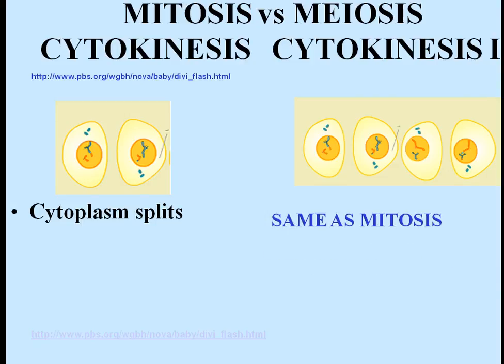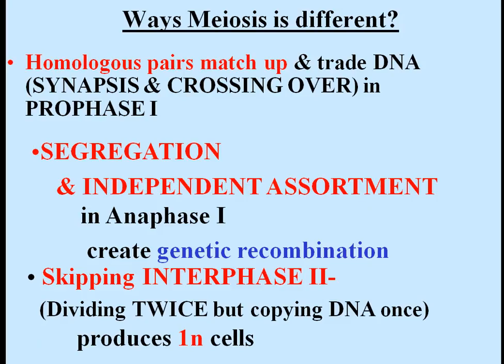Same thing in cytokinesis. Cytoplasm will split. Cytokinesis 2, the cytoplasm will also split. Okay, so here's just an overview of how meiosis is different from mitosis. And again, we have those homologous pairs that actually match up. Synapsis and crossing over will occur in prophase 1. And then segregation and independent assortment happens in anaphase 1, creating genetic recombination. And then we skip interphase 2. Don't copy the DNA twice so that we can produce haploid cells. Okay, so these are the 3 main things that meiosis is very different from mitosis.